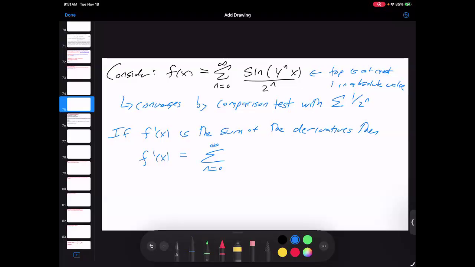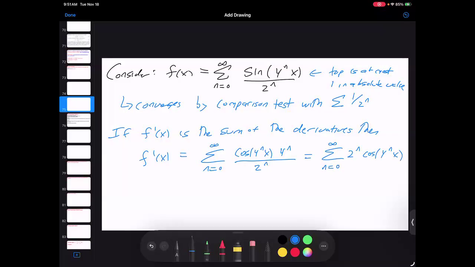So if we use the chain rule, the derivative of sine is cosine. So you'd get cosine of 4 to the n x, and then the derivative of 4 to the n x. What's the derivative of 4 to the n times x? 4 to the n. We divide by 2 to the n, and so this is going to be the sum, n goes from 0 to infinity, of 2 to the n cosine 4 to the n x.